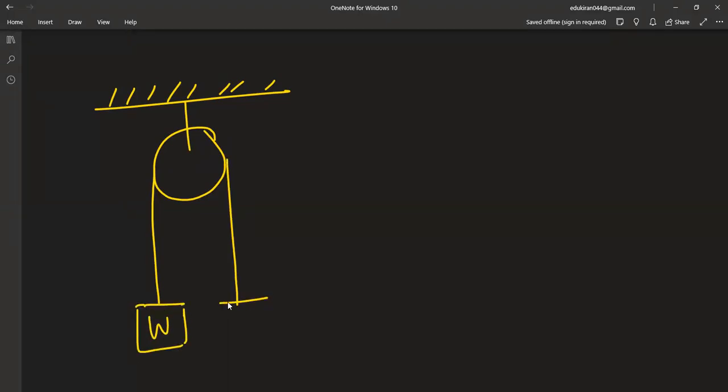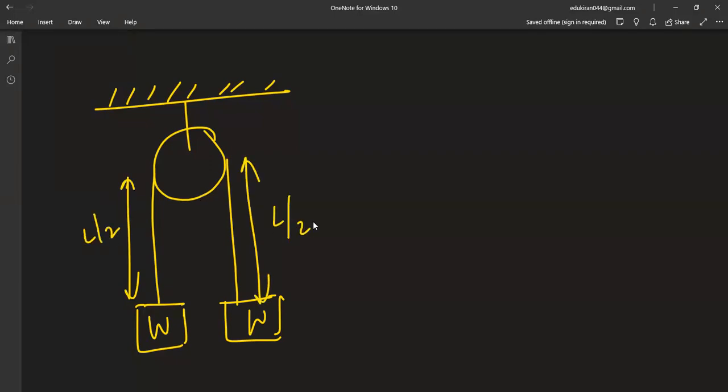This is having W weight. This is having W weight. Here the length is L by 2. Here the length is L by 2. So see, Young's modulus will be weight into length by 2, divided by area into delta L.